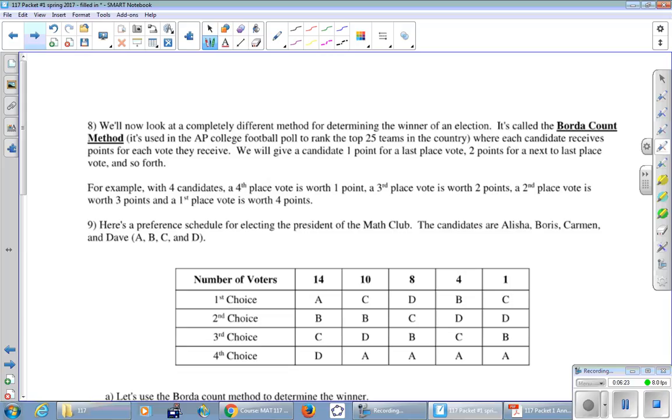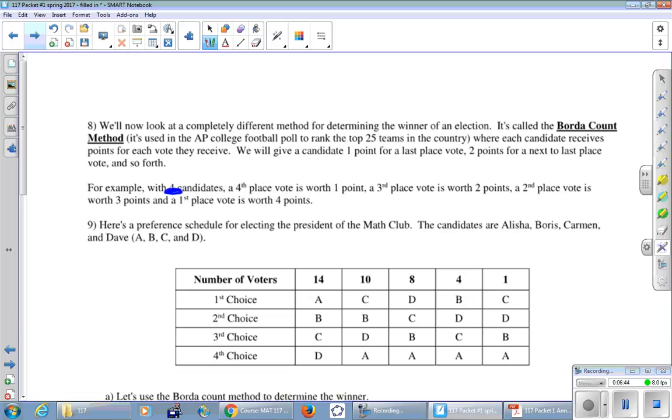We will give a candidate 1 point for a last place vote, 2 points for a next to last place vote, and so forth. For example, with 4 candidates, a 4th place vote, that's last, is worth 1 point, a 3rd place vote is worth 2 points, a 2nd place vote is worth 3 points, and a 1st place vote is worth 4 points.